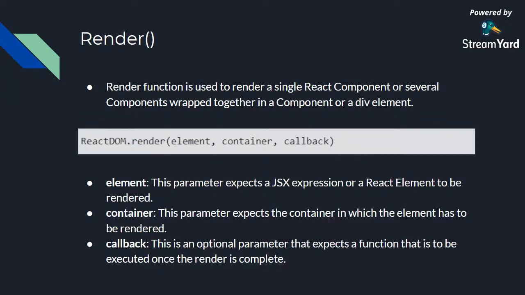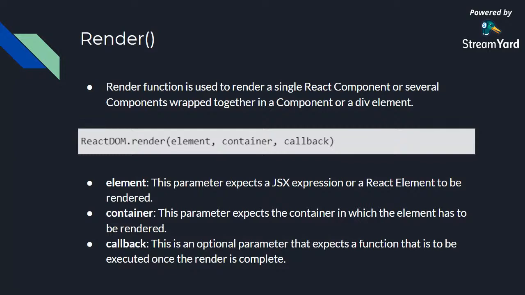So what is the render function? The render function is used to render a single React component, or several components wrapped together in a component or a div element. As I mentioned earlier, in React every element or component is wrapped inside one parent div. The render function handles the updating and deletion, or whatever we do on the screen, and takes responsibility for showing that change on the screen.